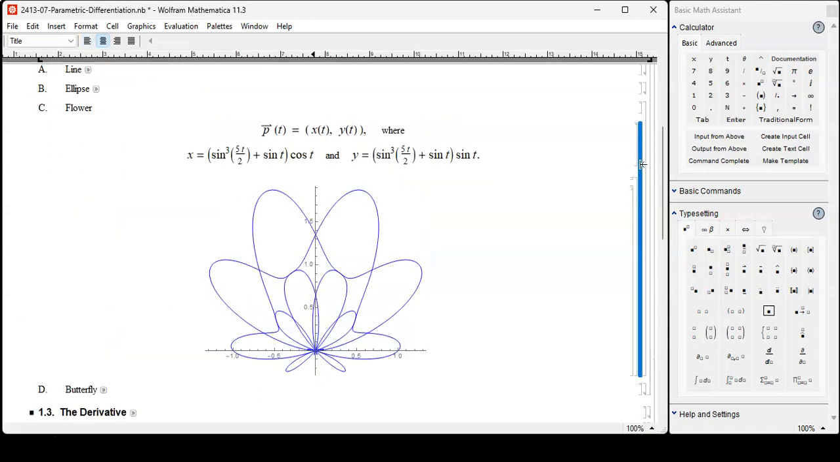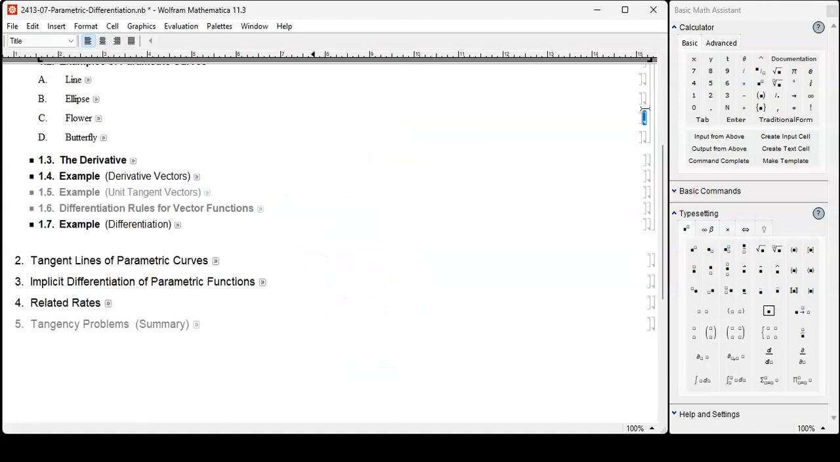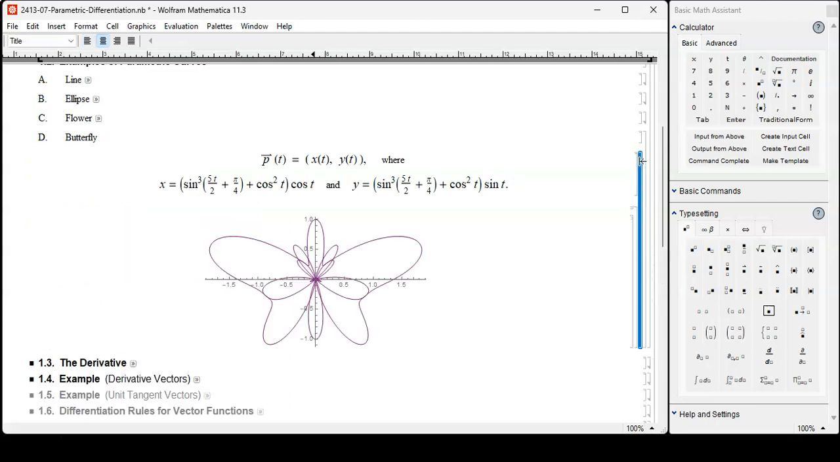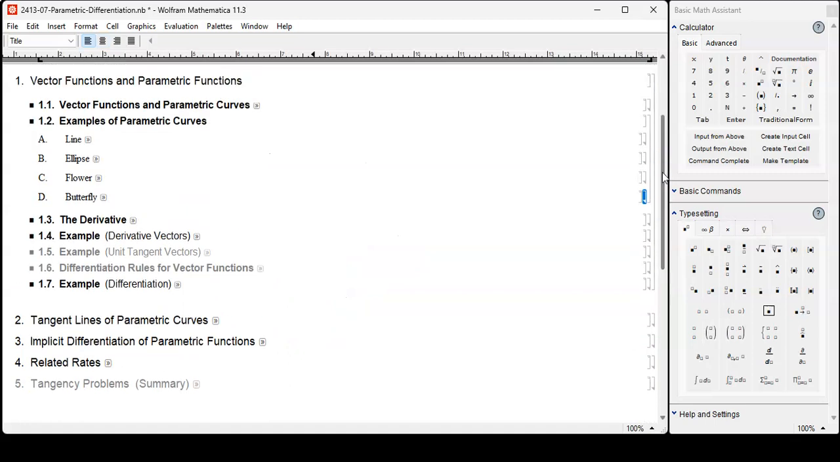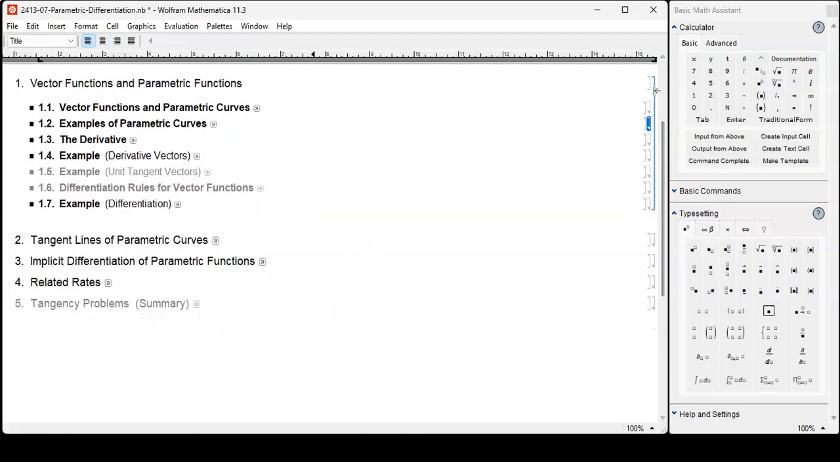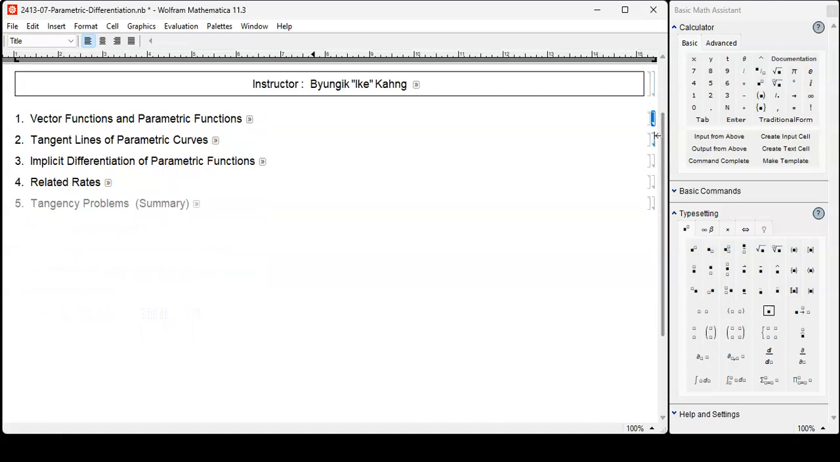Third example, x and y are like those. Put together we get a vector function which creates this parametric curve. By the way, here, time variable t is often called a parameter. That's why these things are called parametric curves. And then here's a third example. T is our main variable, but it is often called a parameter, and that's why we call these curves parametric curves.